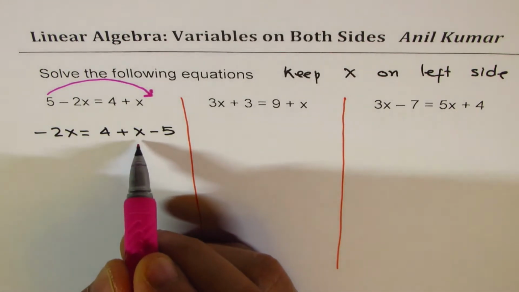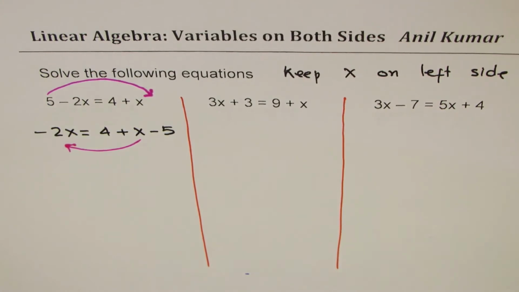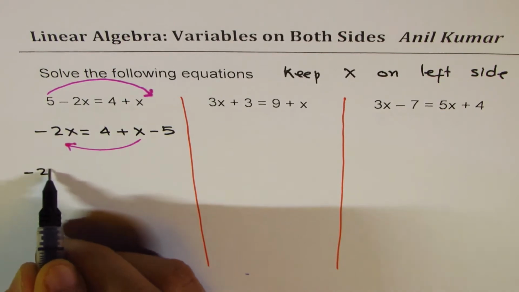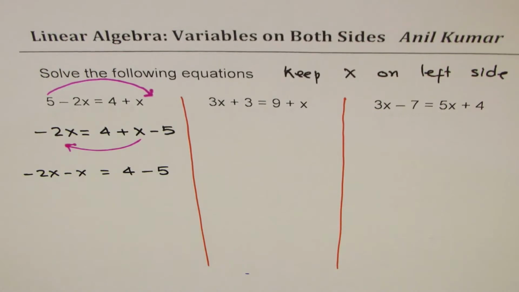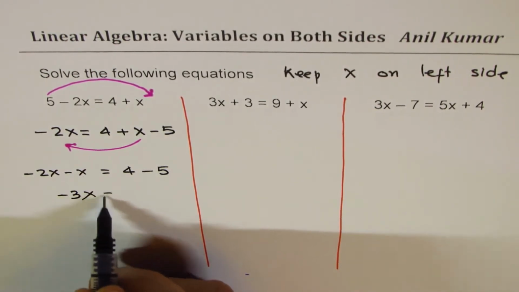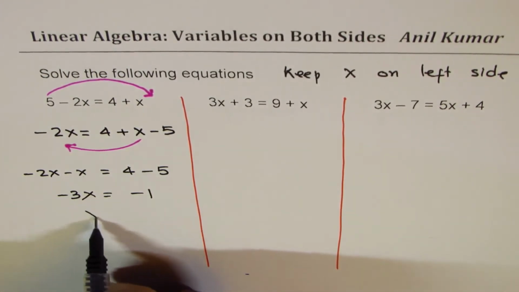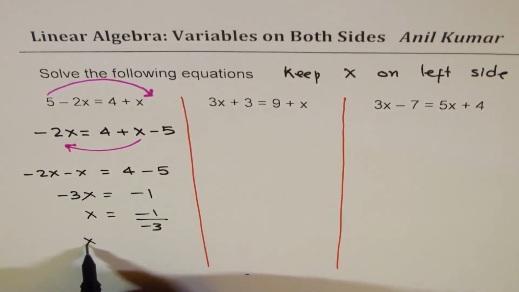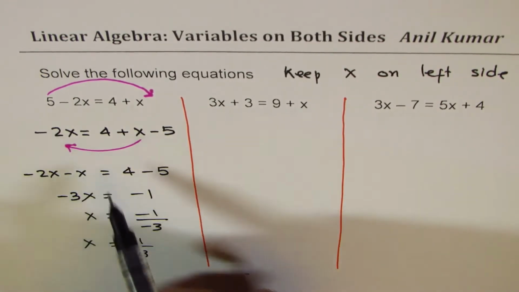Now I'm going to move this x on the left side. Since I want all the x's in the left side, sign is positive, it should become negative. So we have minus 2x minus x equals to 4 minus 5. Do you see that? Now minus 2x minus x is minus 3x, and 4 minus 5 is minus 1. And now we'll divide by minus 3. So x is equals to minus 1 over minus 3. So we can write x as 1 over 3. Is that clear?